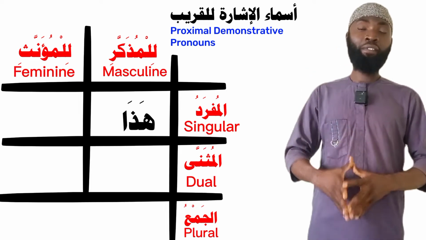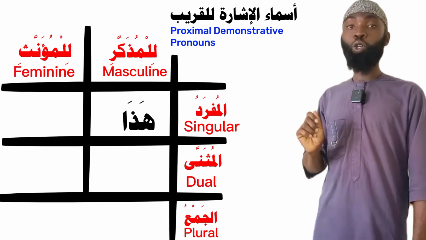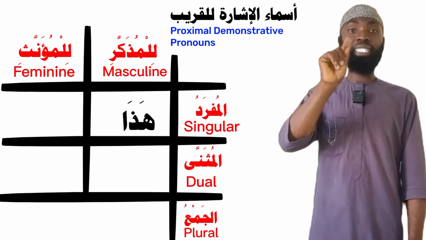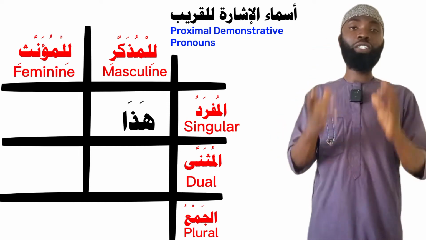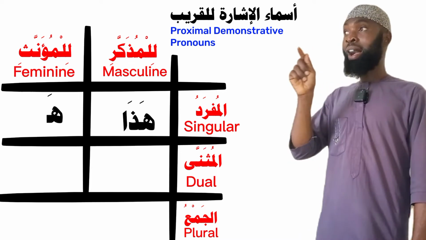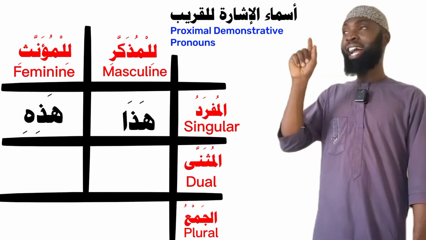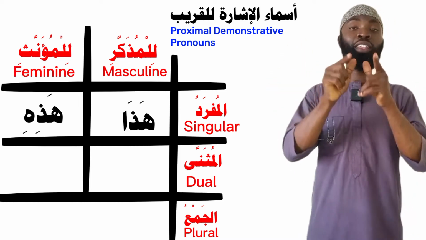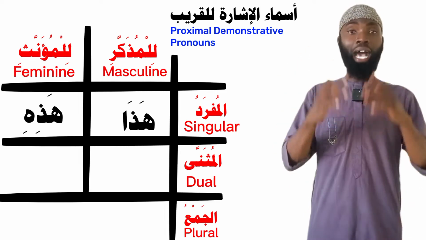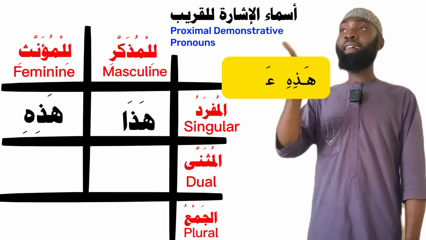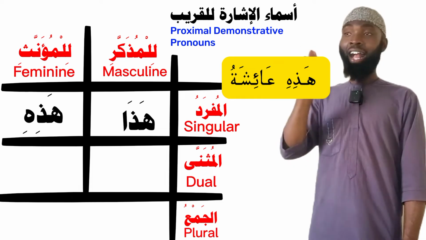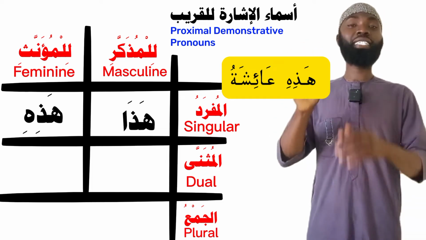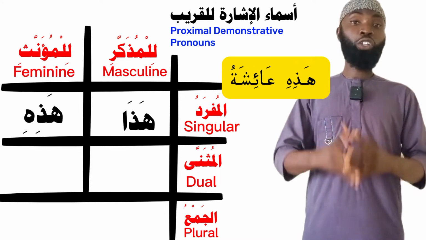What if we have a feminine word on the second column, a singular word, and we want to describe it, pointing to it with a demonstrative pronoun. We simply say هذه, which means this for a singular female. An example, I can simply say هذه عائشة. This is Aisha. What if it were an object?